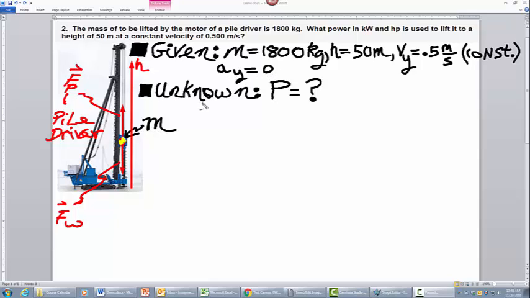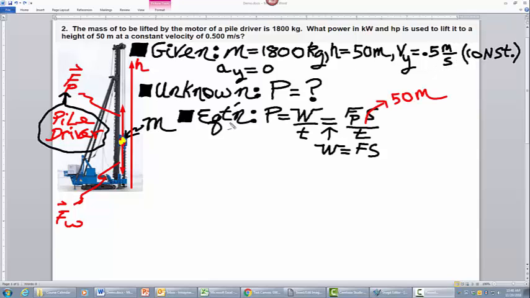The unknown is what must be the power of the pile driver's motor to lift this mass a height of 50 meters at a constant 1/2 of a meter per second. The equation or equations: power is work or energy divided by time. Work is force times displacement, so we substitute in for that. So we get that the power is the force times the displacement, divided by time.